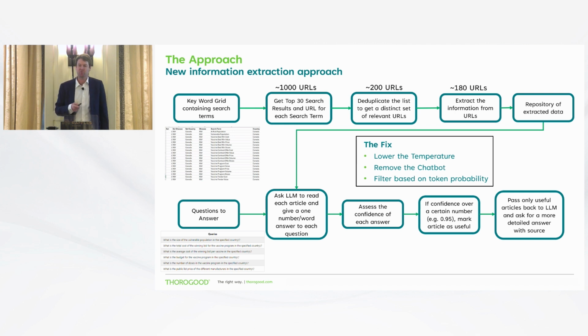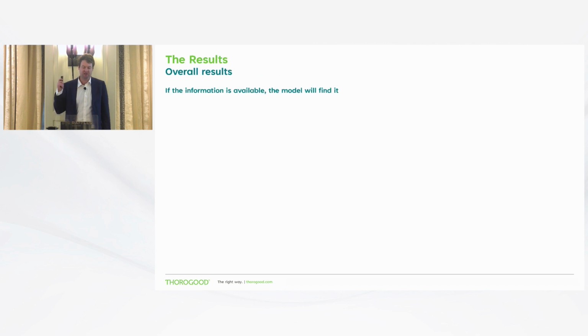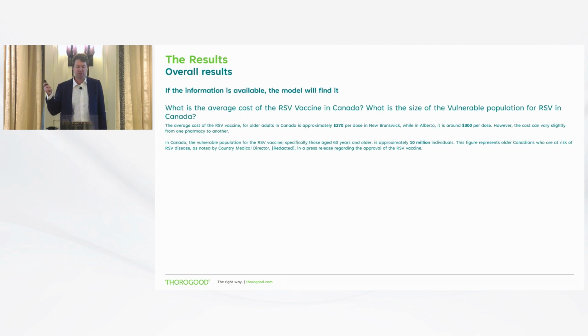So what was the result of those 3 fixes? Well, ultimately what we found is if the information is available, the model will find it. So I'm going to go back to one of our original questions. I'm going to tweak it a little bit because it does turn out for the UK that information isn't out there, but it is for the Canadian market. So I'm going to look at 2 of those questions. What is the average cost of the RSV vaccine in Canada? And what is the size of the vulnerable population for RSV in Canada?